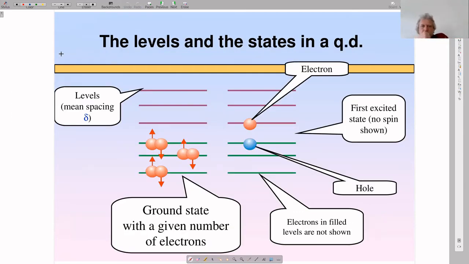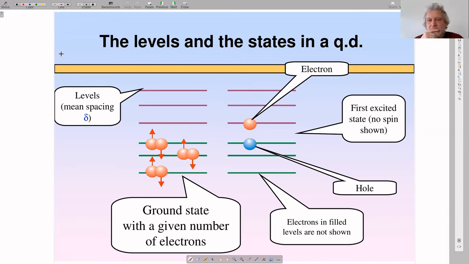Let me talk in more detail about levels and states in quantum dots. Why would it make a difference? So a level is a place for an electron or hole to be. A level can be filled or empty. And the actual quantum mechanical state is determined by the filling of every level.